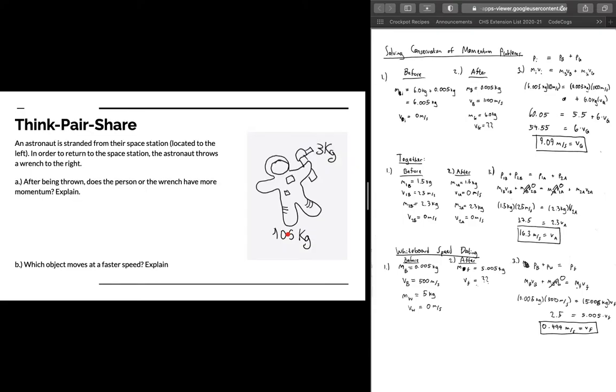Here's a think, pair, share for y'all to consider. An astronaut is stranded from their space station, located to the left of our astronaut. In order to return to the space station, the astronaut throws a wrench to the right. After being thrown, does the person or the wrench have more momentum? Explain your response. Which object moves at a faster speed? Explain your response again. Take a moment to think about this and answer, and then we'll go over it together as a class.